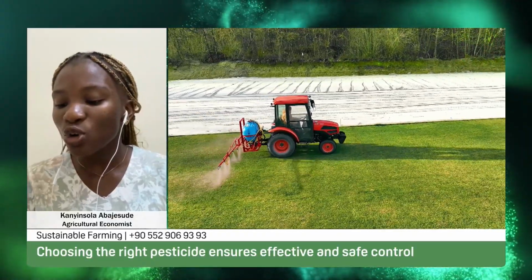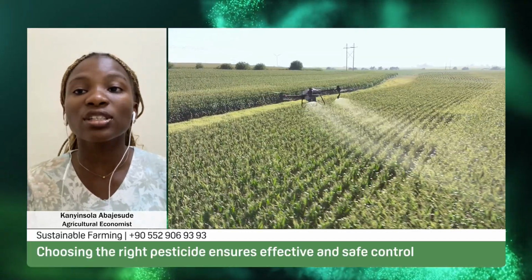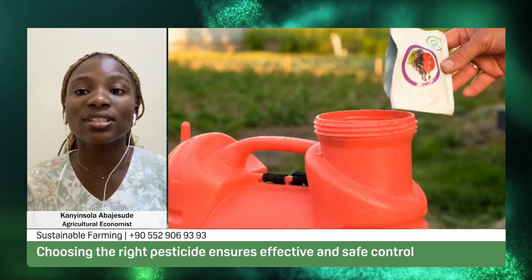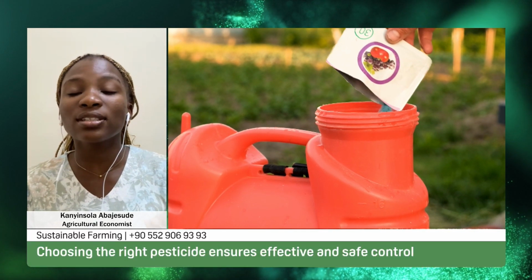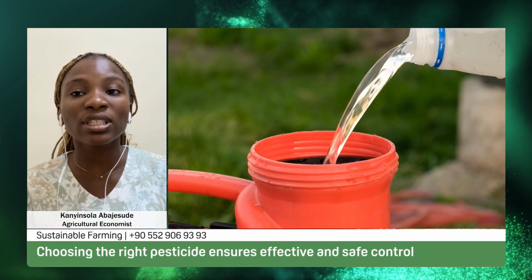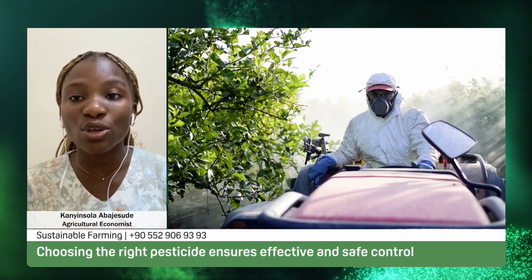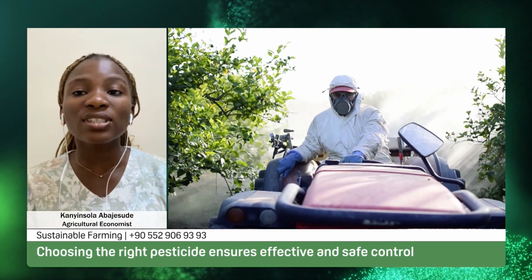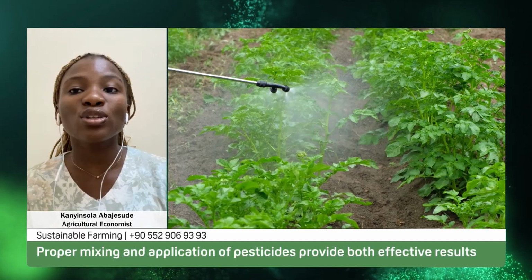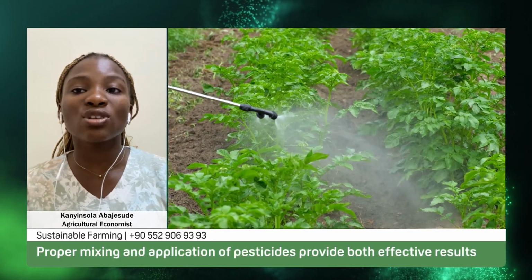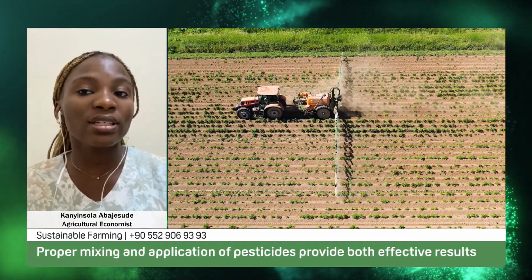Now, also, you'll be able to see the mixing instruction as well as the safety symbols. For example, when we see a skull, it means this thing is dangerous. When you see a flame, it means it is flammable. So when you read the label and you understand it accurately, you will be able to safely apply the pesticide. And it's going to reduce the harm that it causes to the plant, the soil, and generally the consumer.